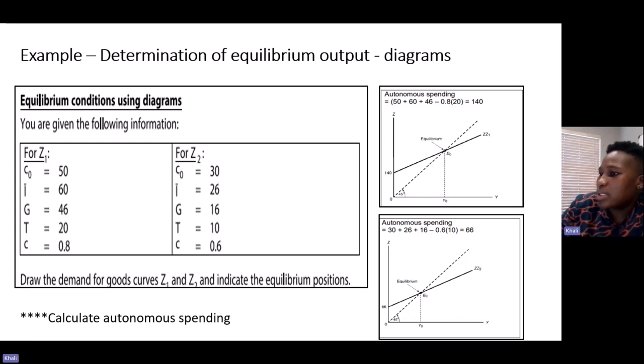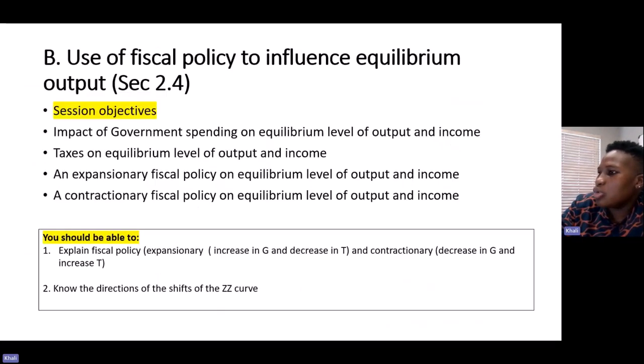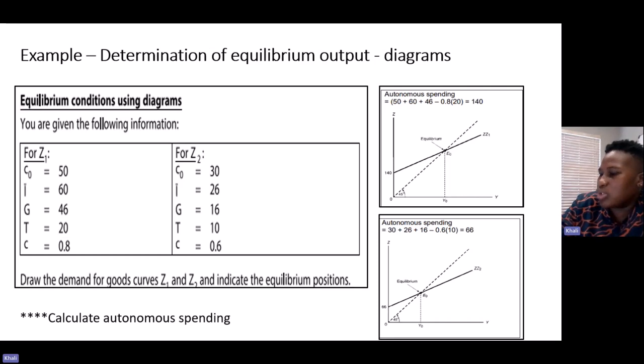C0 plus G plus I minus CT. That is autonomous spending. Remember your equilibrium level equation, Y equals 1 over 1 minus C, open brackets, autonomous spending. So that autonomous spending, that's all you need to do for a question that requires you to draw. Calculate your autonomous spending. Show your autonomous spending on your vertical axis.